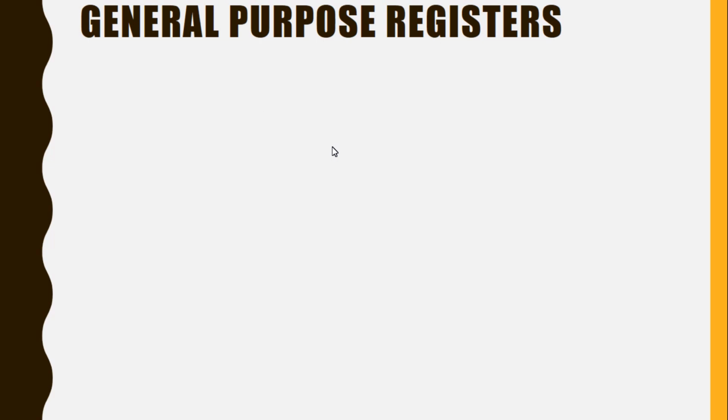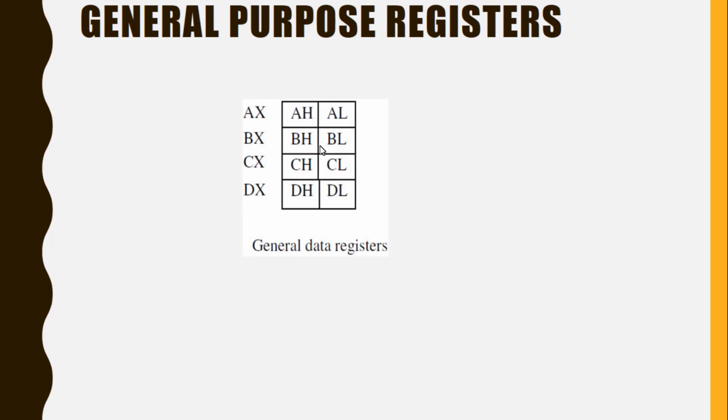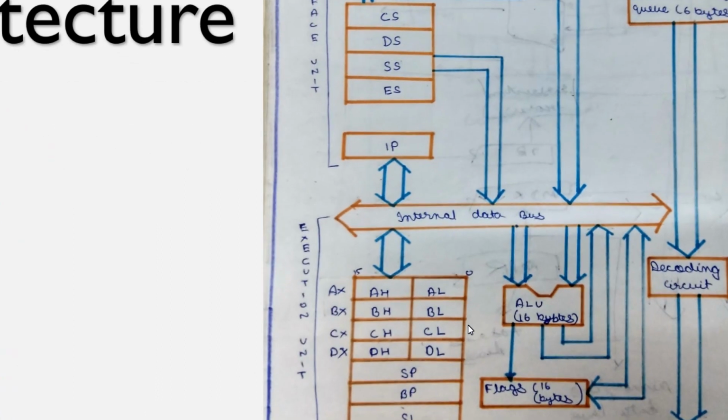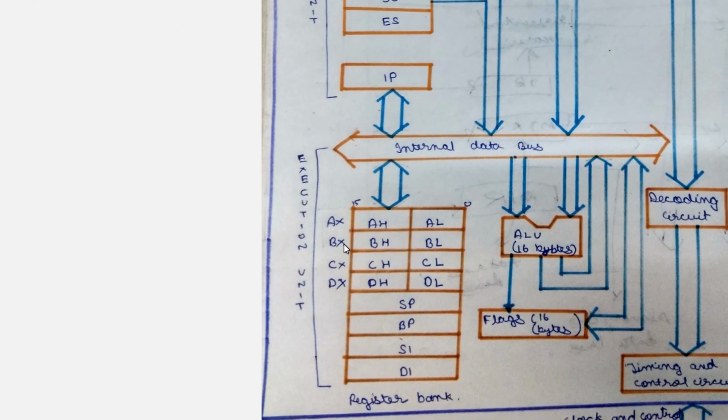The general purpose register looks like this. It has 4 parts: AX, BX, CX and DX. In the main architecture, it is present down here below the internal data bus: AX, BX, CX and DX. So these 4 registers come under general data registers.